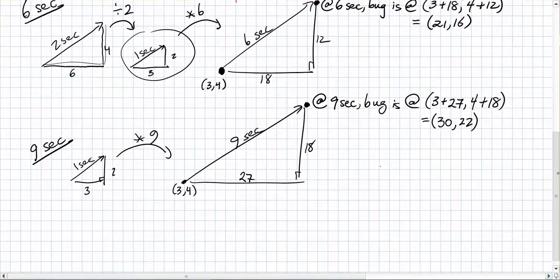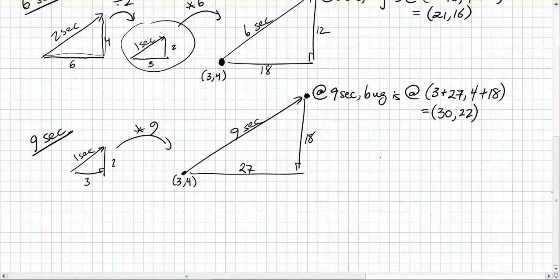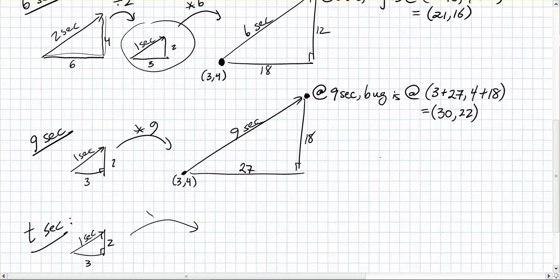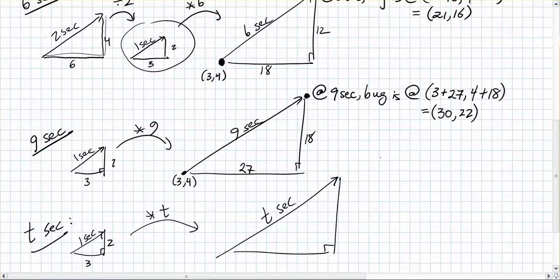All right. So the reason that I wanted you to think of it this way is because I think that makes the t seconds a little bit easier to answer, because we have the 1 second triangle again. So if for every second we went right 3 and up 2, and I multiply by t, I've got a t second triangle here where I'm starting at 3, 4, and I'm moving to the right t times this. So 3t instead of just 3, and 2t instead of just 2.